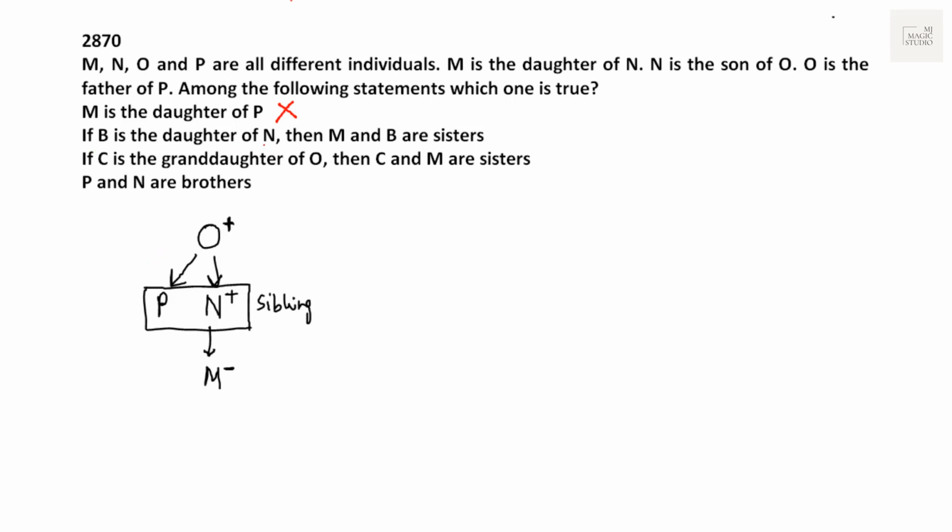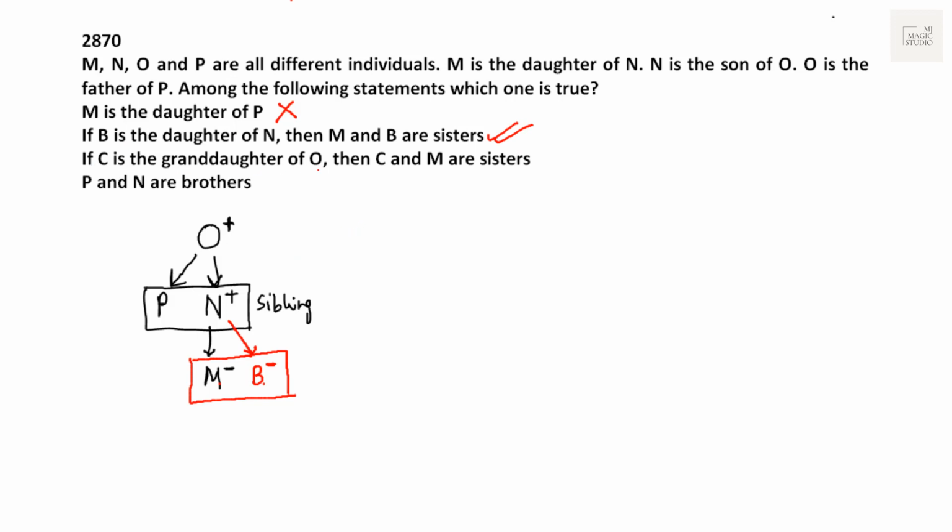If B is the daughter of N, so if we take that there is one more member B and she is daughter of N, that means M is also daughter of N, B is also daughter of N. M and B are sisters because we know the gender of both of them. Yes, M and B would be sisters. Let me check the other two options also.